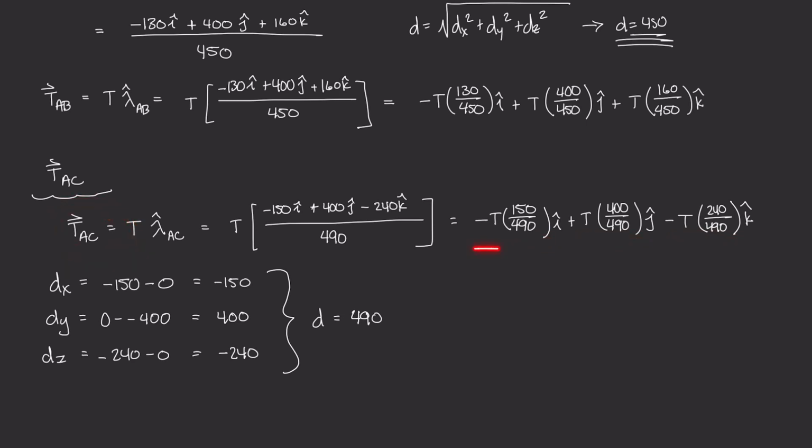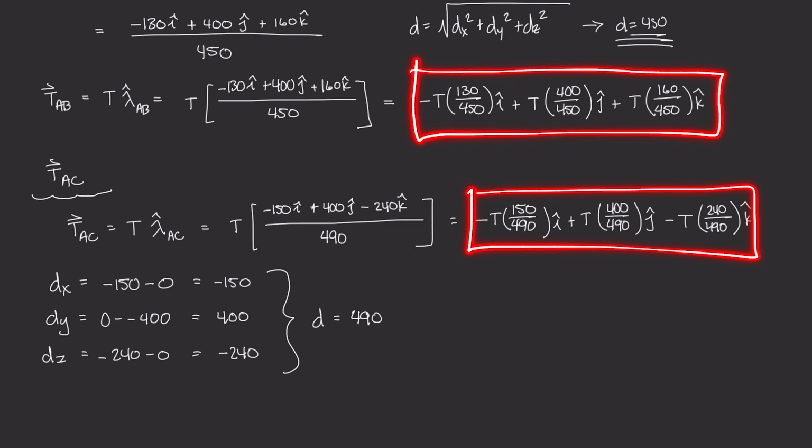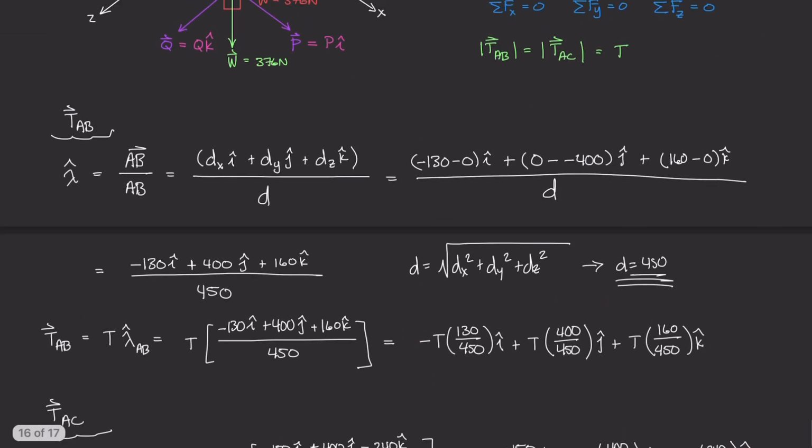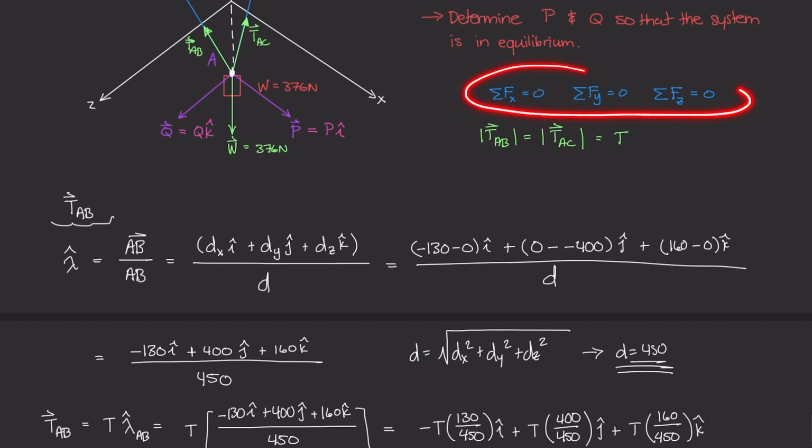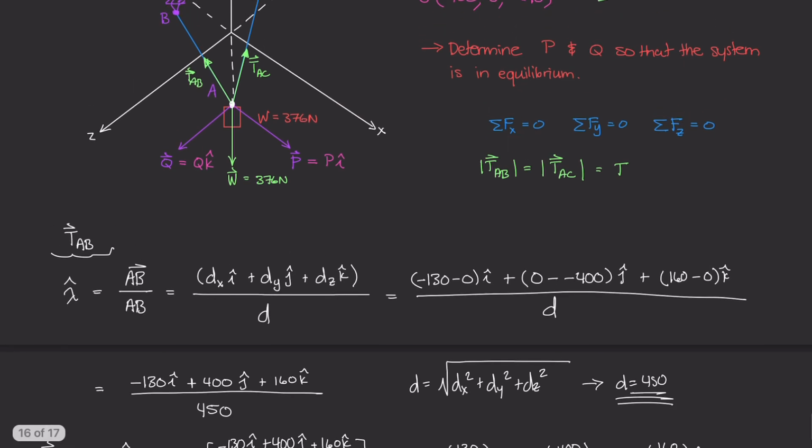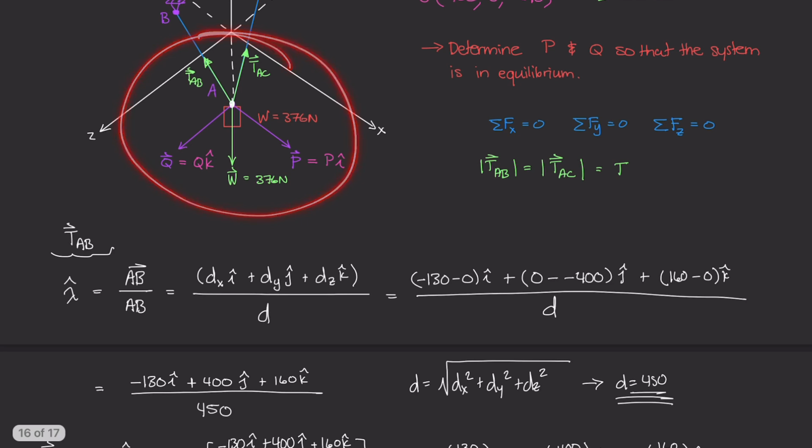Now, why did I keep things in this sort of format? Well, I could have easily just divided 150 over 490 and gotten a decimal, but I think it's easier to keep it as fractions for now until we start getting into more of the mathematical stuff. So now that we have our force components for TAC and TAB, we can now use our equations of equilibrium right here to figure out what some of these unknowns are.